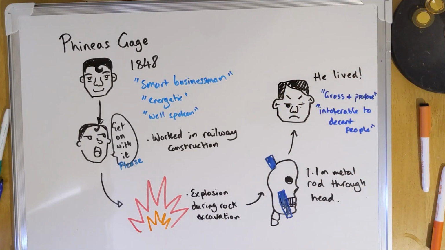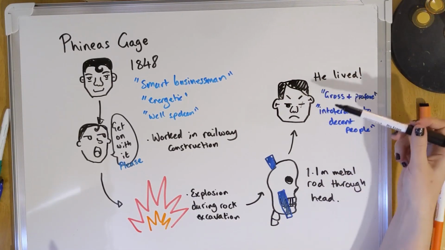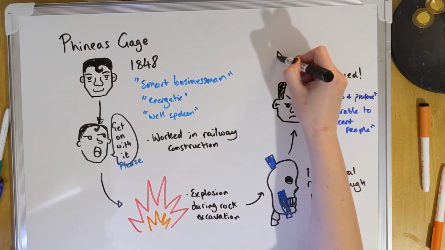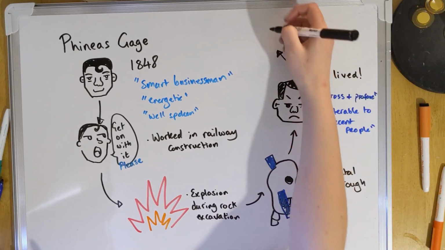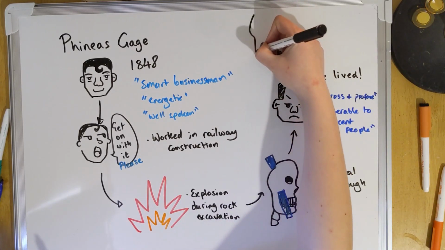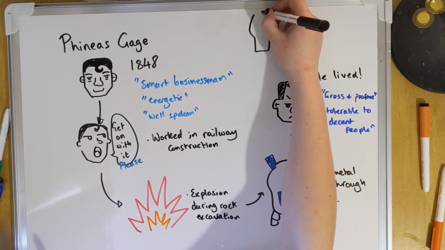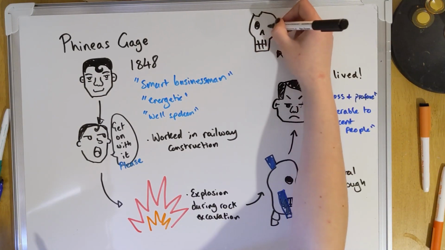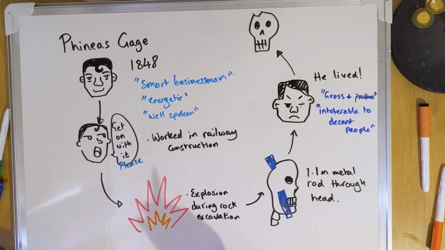The way they've linked the fact that Phineas's cerebral cortex was damaged is modern scans or modern modelling using Phineas's skull have mapped out where they think the most damage would have happened, and they did indeed find the most damage to his cerebral cortex in the same place where the rod went through.